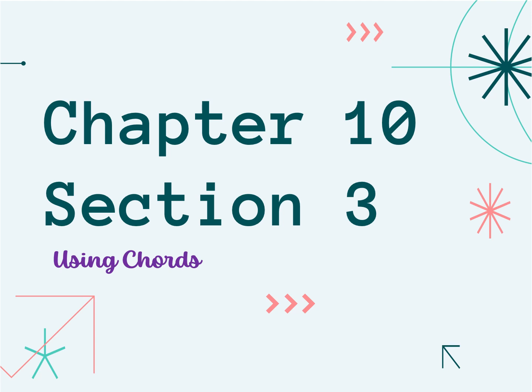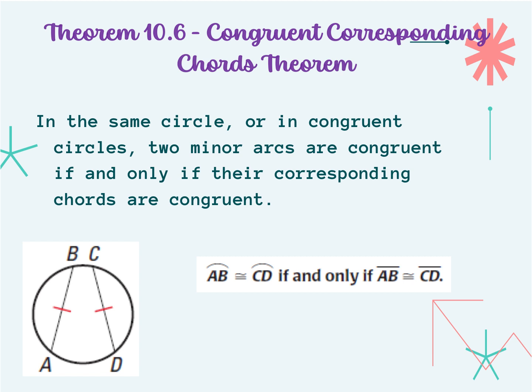So today we're going over chapter 10, section 3, using chords. We're going over theorem 10.6, congruent corresponding chord theorems. It states, in the same circle or in congruent circles, two minor arcs are congruent if and only if their corresponding chords are congruent. The key words right here are if and only if.